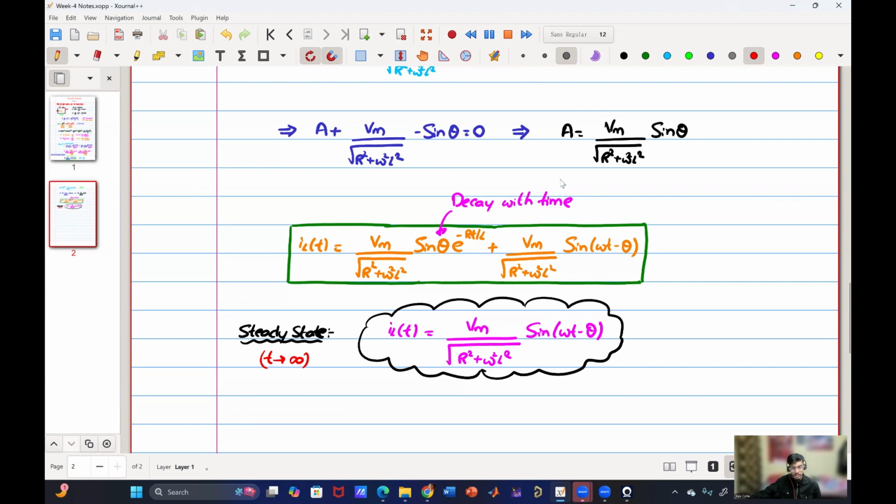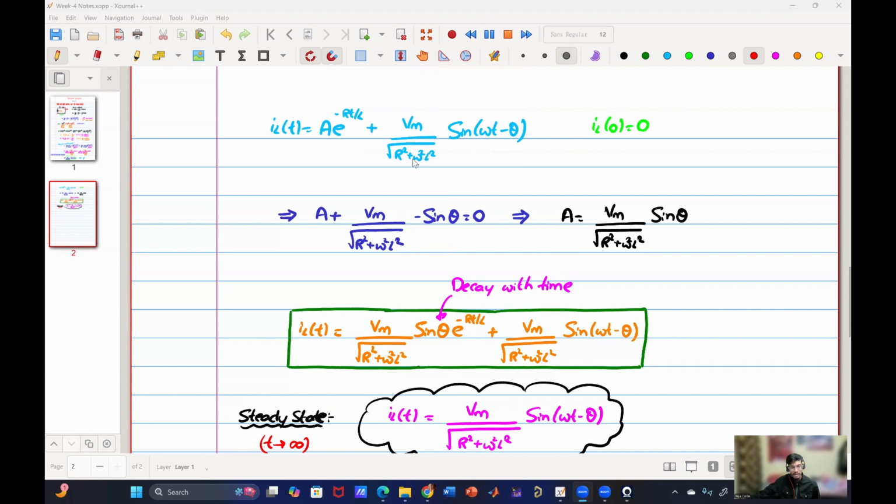Sir, here Vm by root of R square minus sin theta is there, no, sir? Which term? How did it become multiplied, sir? Which term, the above step, the black color one? Actually, this is Vm by square root of R square plus omega square into sine of omega t minus theta. So sine of minus theta is minus sine theta, right? If you put t equals 0, it will be sine of minus theta, which means minus sine theta. Got it?